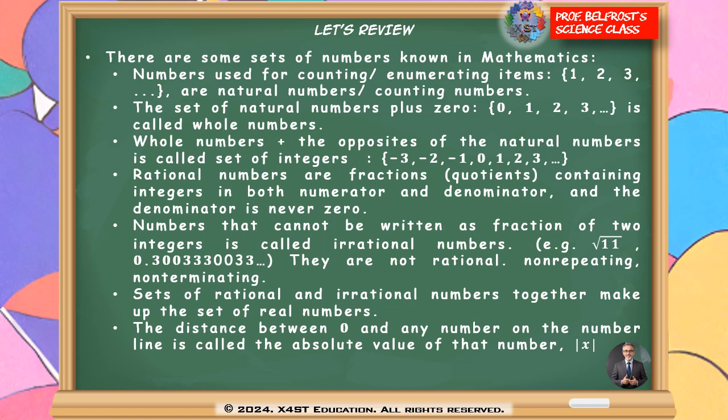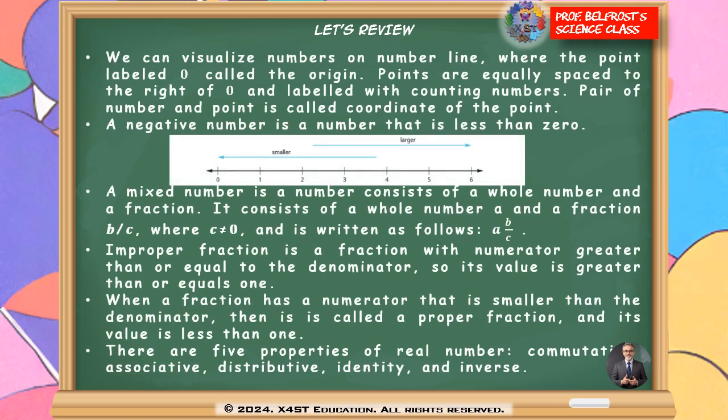Okay, let's move on. The distance between 0 and any number on the number line is called the absolute value of that number. Okay, there's the notation. So we can visualize numbers on a number line where the point labeled 0 is called the origin. Points are equally spaced to the right of 0 and labeled with counting numbers. A pair of a number and a point is called the coordinate of the point.